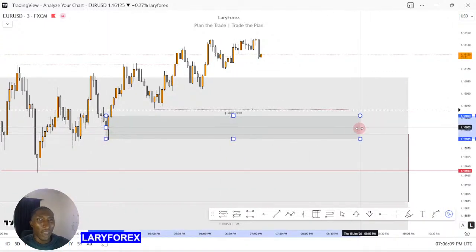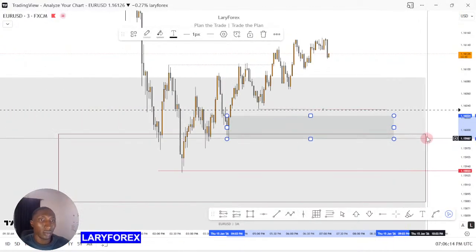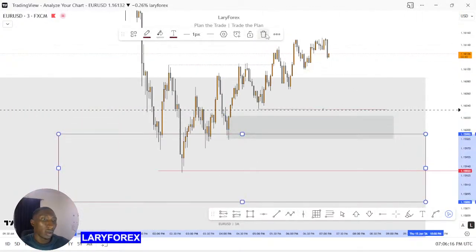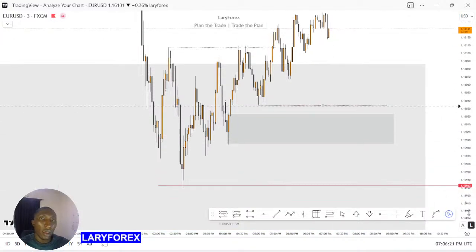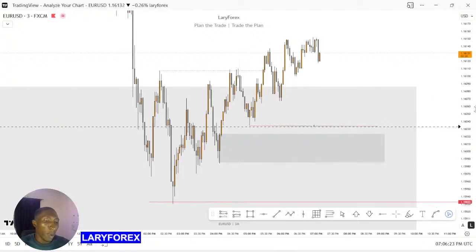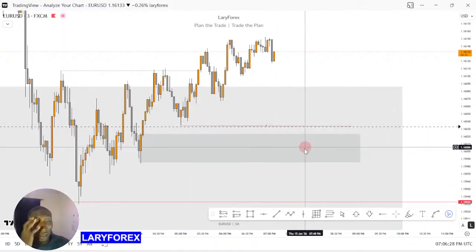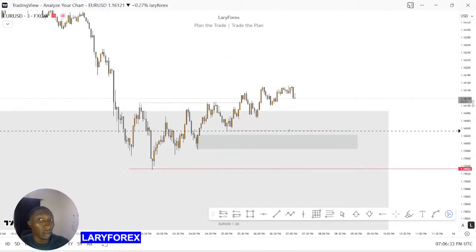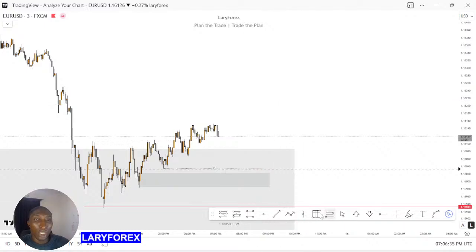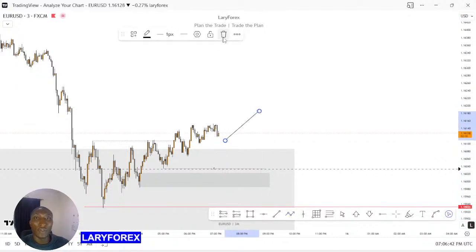Have you guys seen how I marked out my supply and how I marked out my demand? So this is how I marked out my supply and how I marked out my demand. So this demand is a low probability trade, all right? It's a low probability trade actually, because price can decide to start selling from here, all right? But most of the time it plays out.